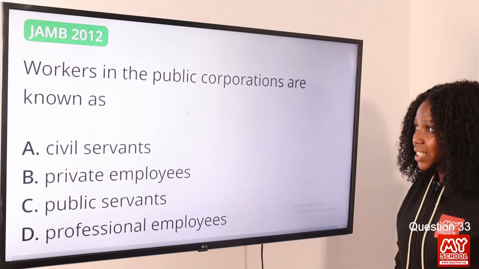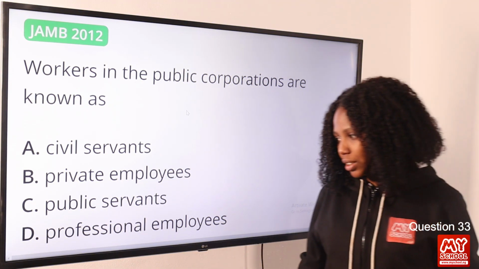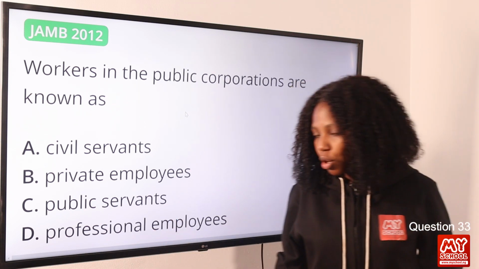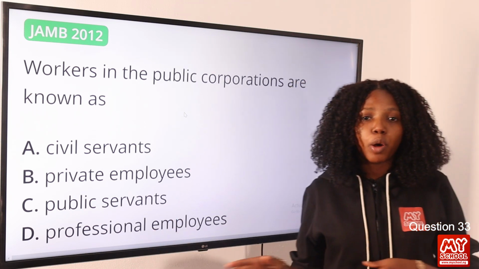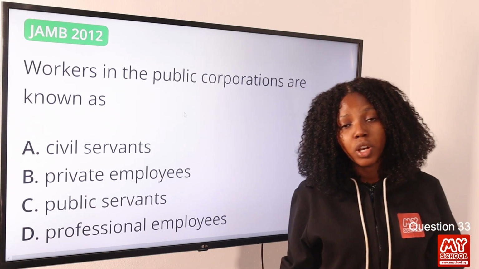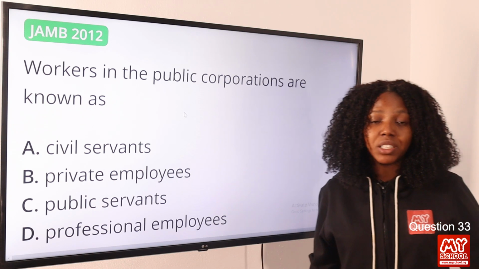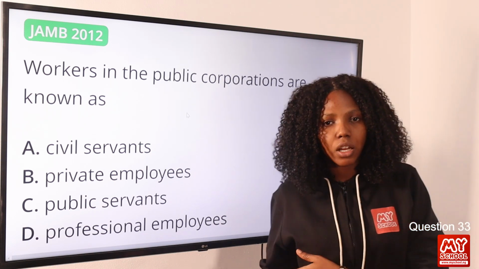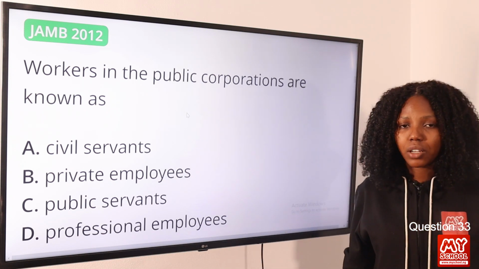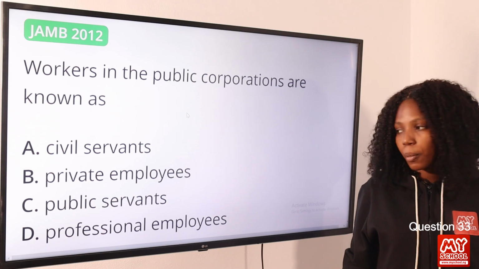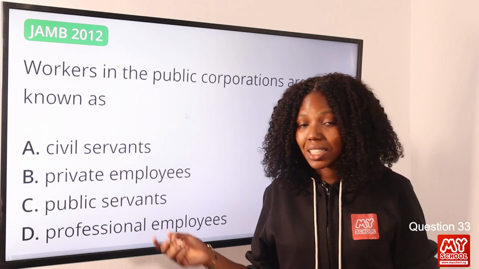Question 33. Workers in the public corporations are known as dash. The answer to this question is public servants. Employees of the public corporation are referred to as public servants, while employees of ministries, government departments or the civil service are referred to as civil servants. So that's the difference between civil servants and public servants when it comes to the employees. So they are called public servants. The answer to this question remains option C.